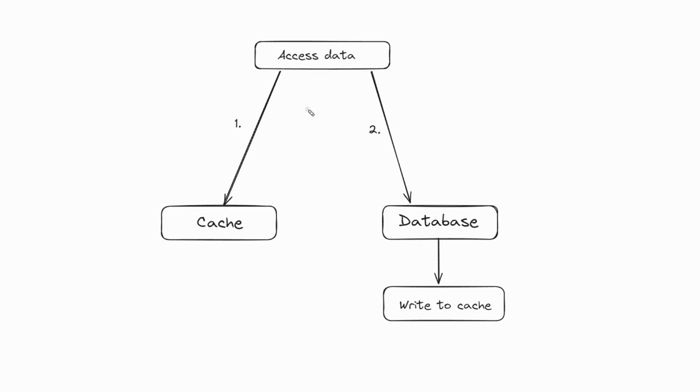Step 1 is to check the cache. If data is found here, boom, you're done. This is what we call a cache hit. It's super fast because we access the data from the memory.